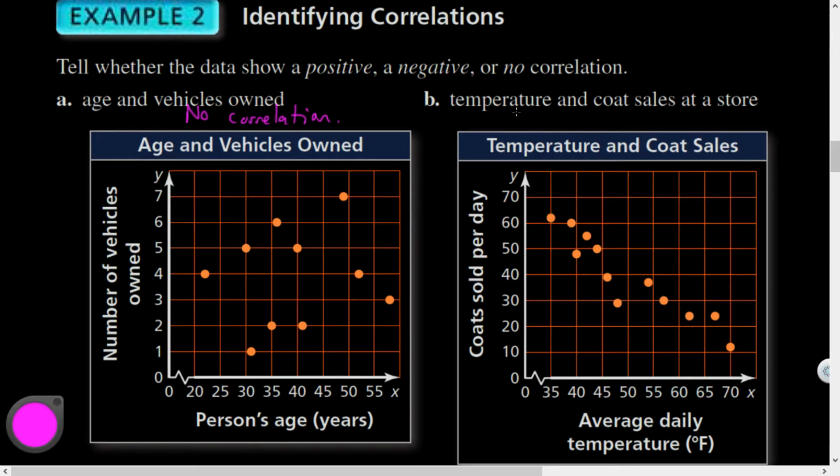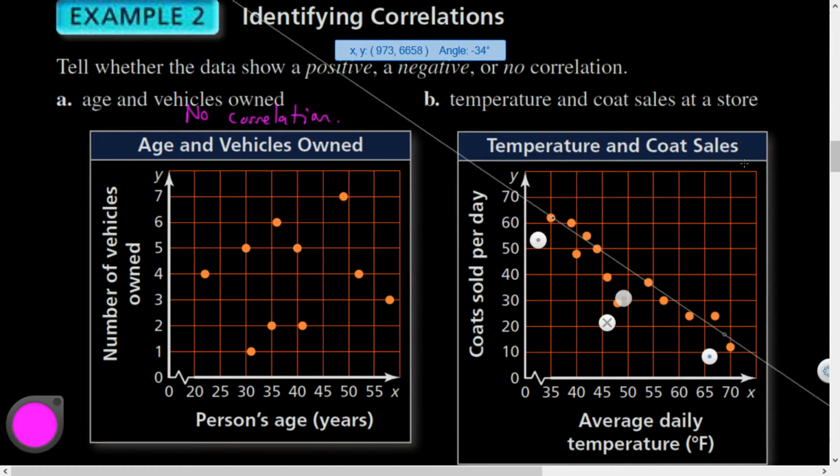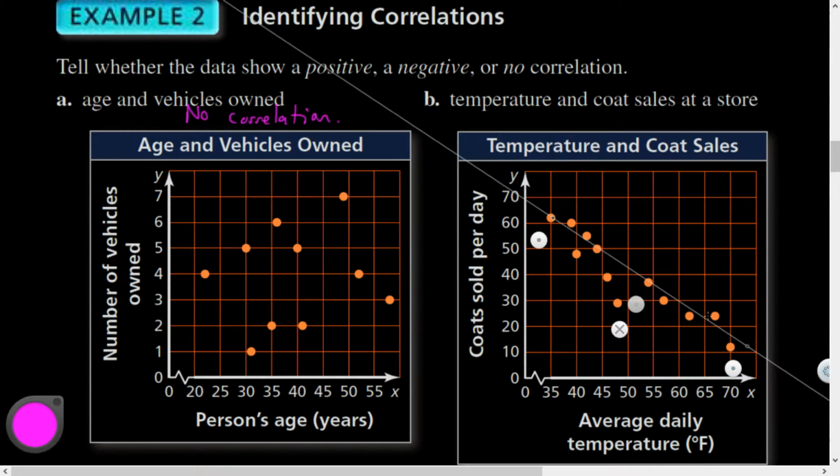But as far as a relationship between these, what do you guys think? Could I draw a line that represents those? Yeah, I think so. It wouldn't represent everything perfectly, but I think a line kind of like that works. And what's the slope of that line? Not specifically, but in terms of positive, negative, vertical, horizontal, no slope. Yeah, that's a negative slope, and it's a negative correlation.